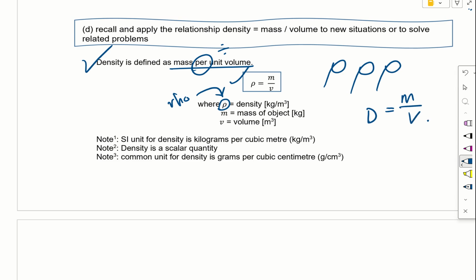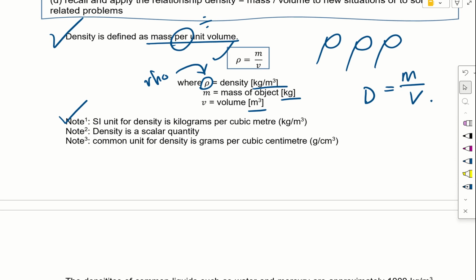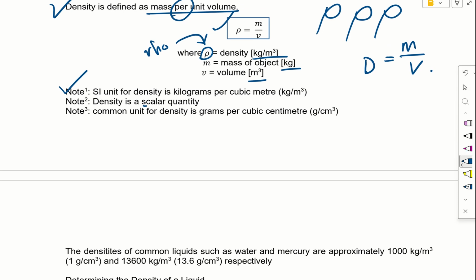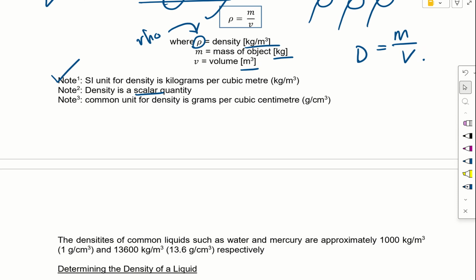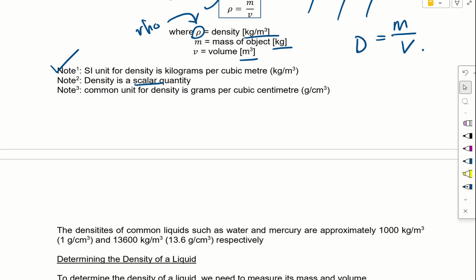Now the SI unit for density is kg per meter cube, and the SI unit for mass is kg, SI unit for volume is meter cube. So please take note, SI unit for density is kilograms per cubic meter. Density is a scalar quantity, so now you have one more scalar quantity if you need to quote examples of scalar.